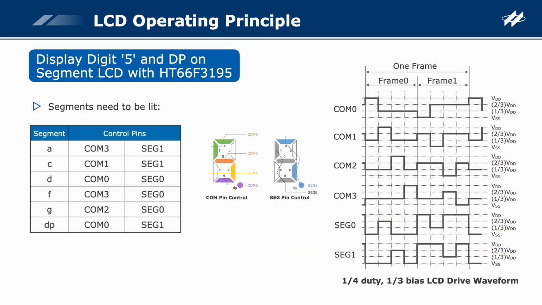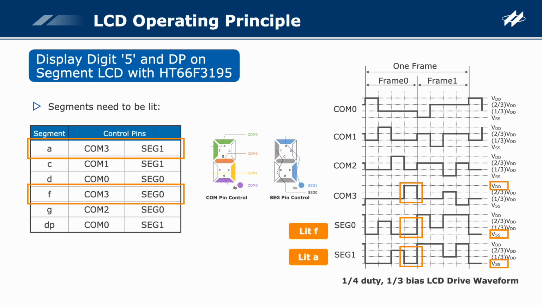During the fourth time period of frame 0, COM 3 is selected and outputs VDD. The voltage difference between COM 3 and SEG 0 is VDD, so the corresponding segment F is illuminated. Simultaneously, the voltage difference between COM 3 and SEG 1 is also VDD, which illuminates the corresponding segment A.